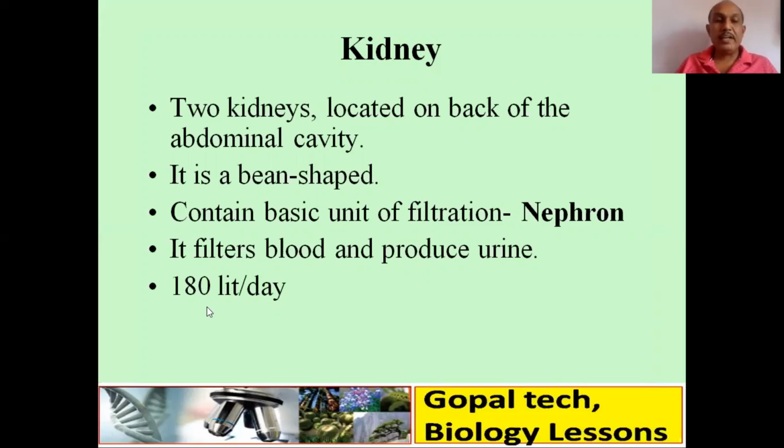Per day, 180 liters of filtration takes place. And out of that, urine will be around 1 to 1.9 liters per day. So this much waste is produced every day in our kidney. Another function of the kidney is not only filtration of blood, it maintains osmotic concentration, osmoregulation.